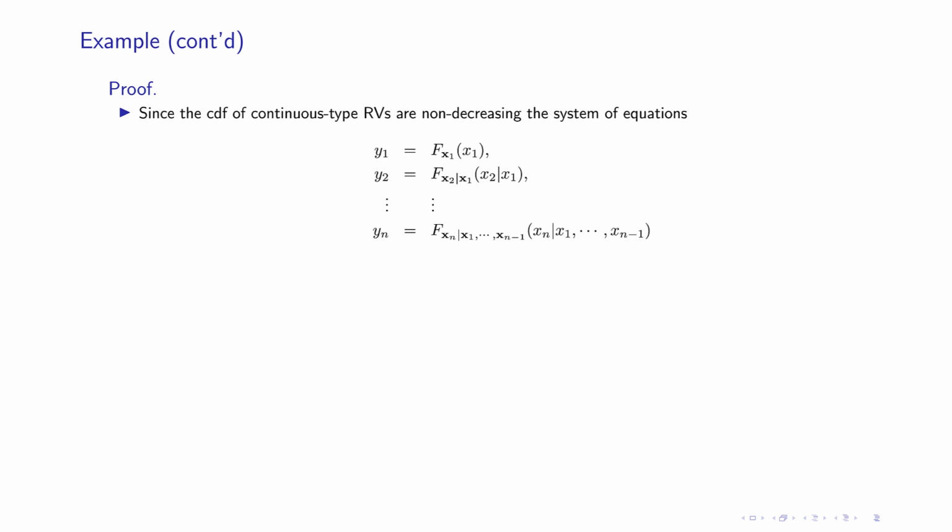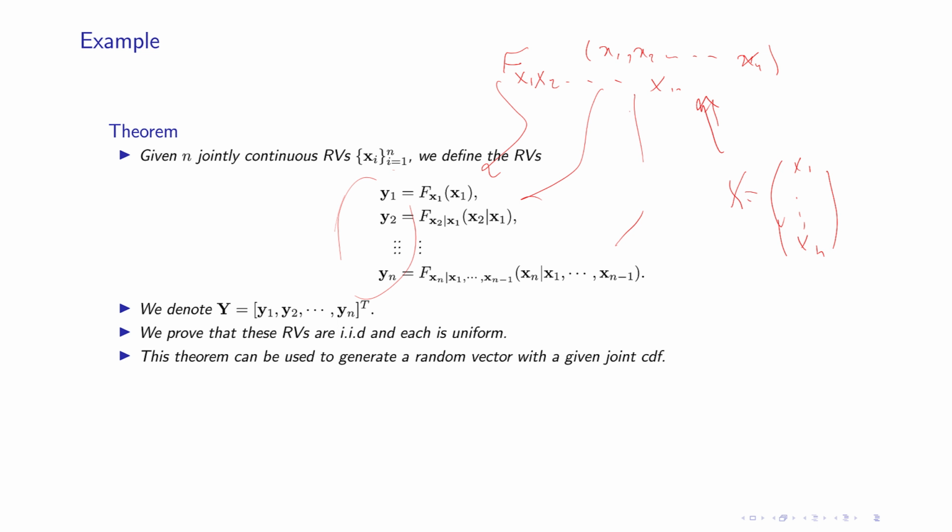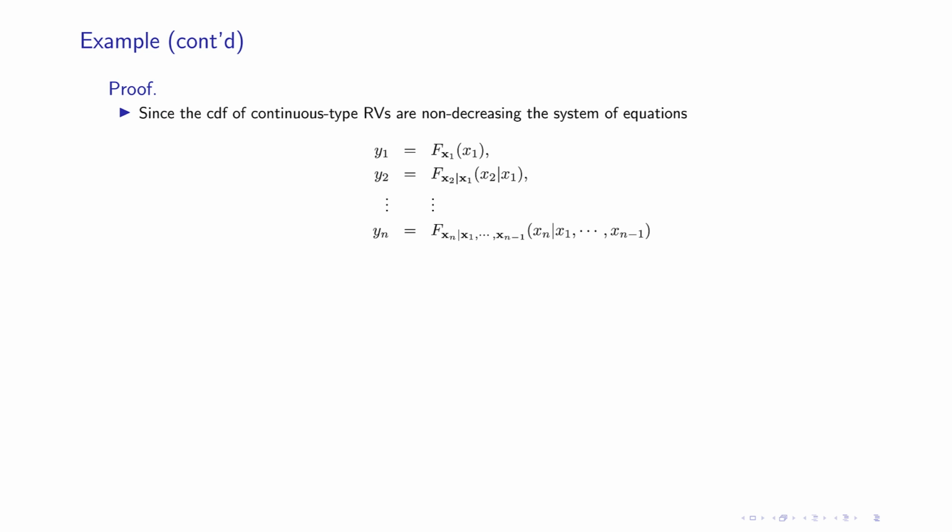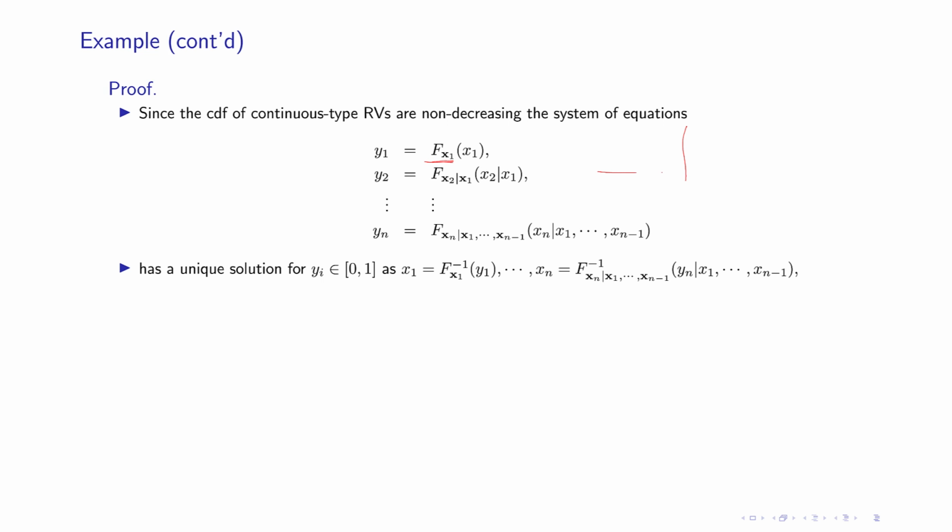So the proof is very easy. The first part is that we have to solve this set of equations. So replace x1, x2, etc., and then we try to solve it. From here, we have to calculate the solution. We see that because this CDF is an increasing function, and we said that all of these functions are continuous.